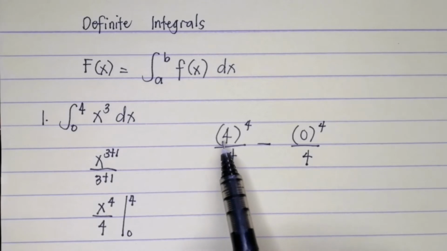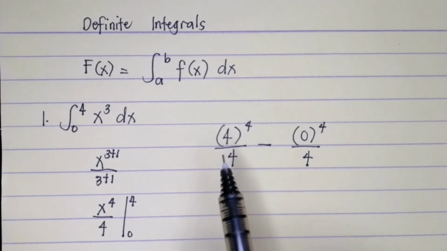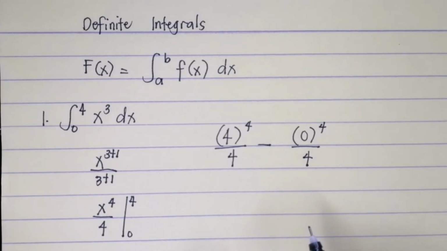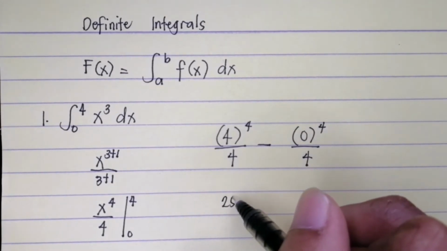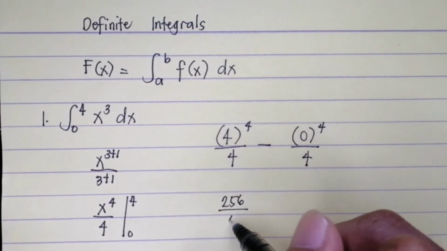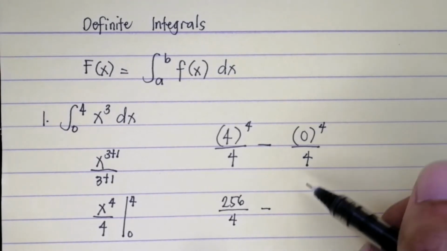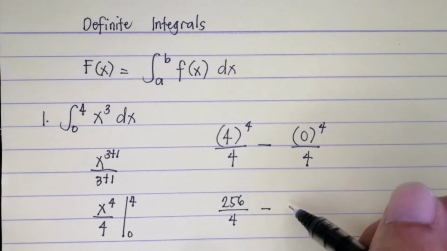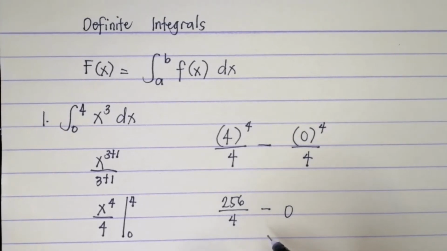So, 4 raised to 4, hanapin natin yung sagot niyan. That will give us 4 times 4, 16 times 4, 64 times 4, that is 256. So, 256 over 4 minus 0 raised to 4 is 0. So, 0 over 4 is 0 pa rin. So, we'll have 256 minus 4.